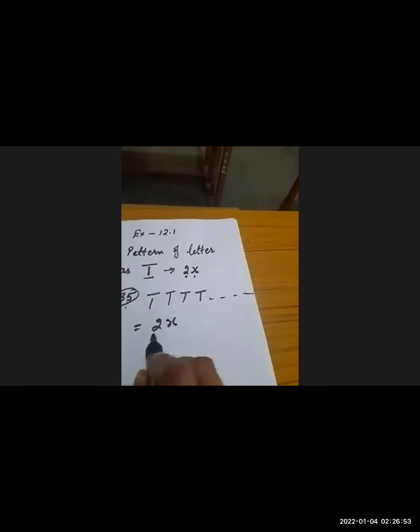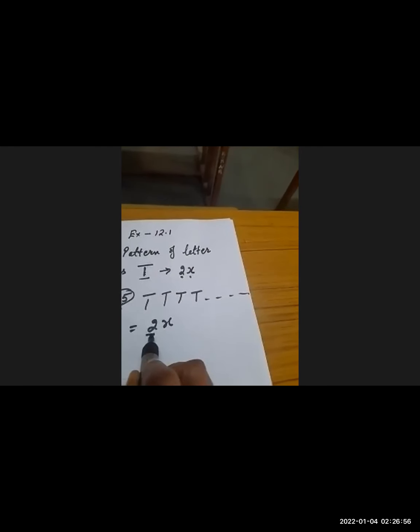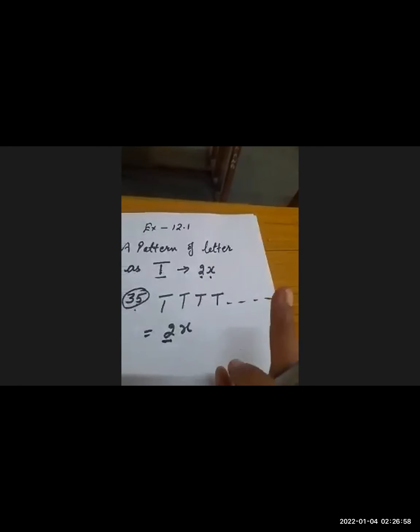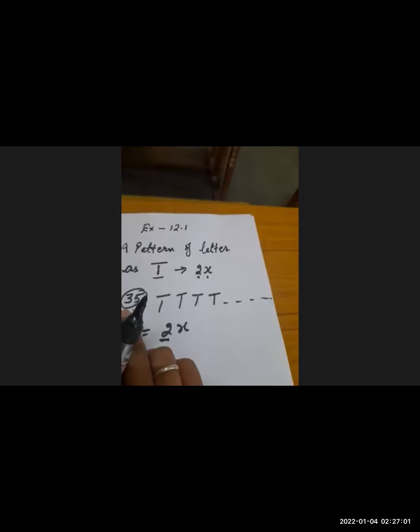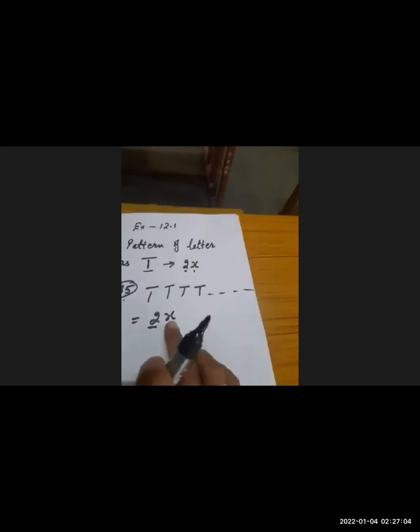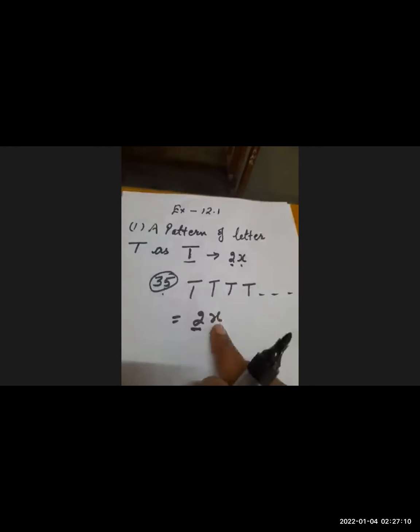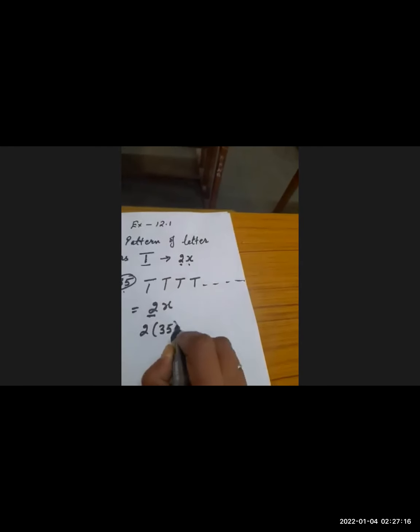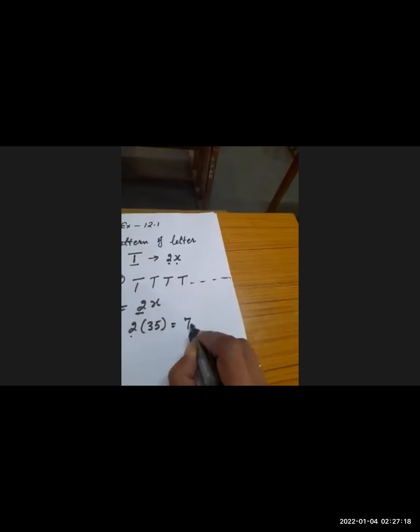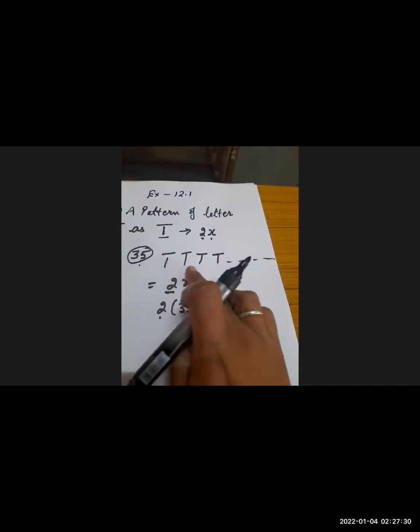We'll write the rule 2x. 2 means two matchsticks required for one pattern. And how many matchsticks are required for 35 patterns? Here x is the number of patterns, so x stands for number of patterns. Now put here 35, 2 into 35. Now multiply, we'll get 70. 35 multiplied by 2 will get 70. It means we require 70 matchsticks to make 35 patterns, same as this.